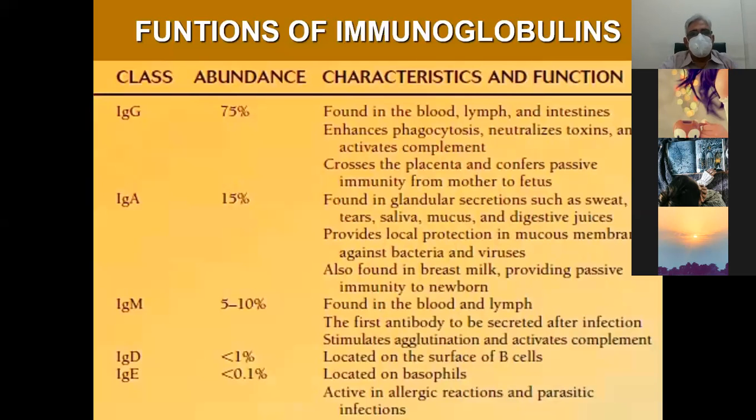Well, I told you that there are different types of immunoglobulin. The 75% component of total immunoglobulin is IgG and IgM. They are more important. This is the first immunoglobulin which starts appearing once the patient faces any antigen. It's found in the blood and the lymph. It's the first antibody to be secreted after infection. And it stimulates the agglutination process and activation of complement, whereas IgG, 75% of IgG, is found in blood, lymph, and intestine.